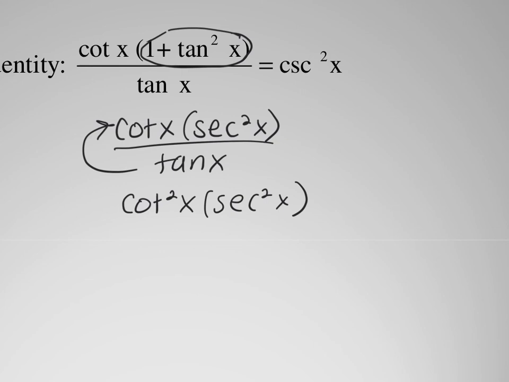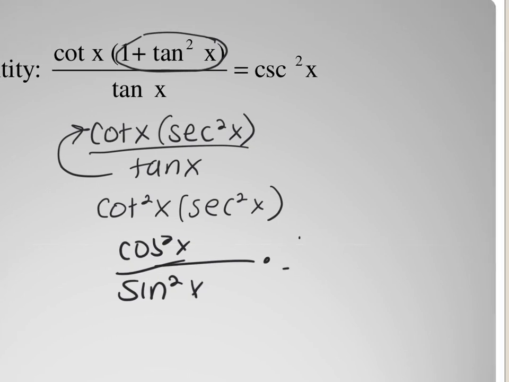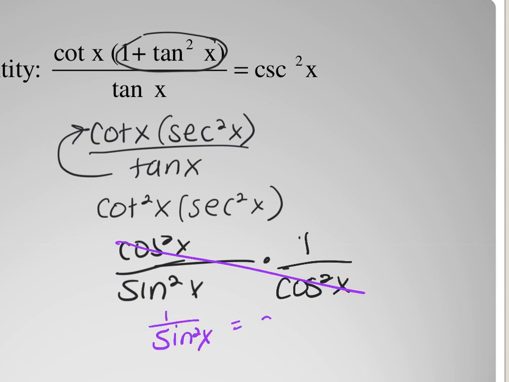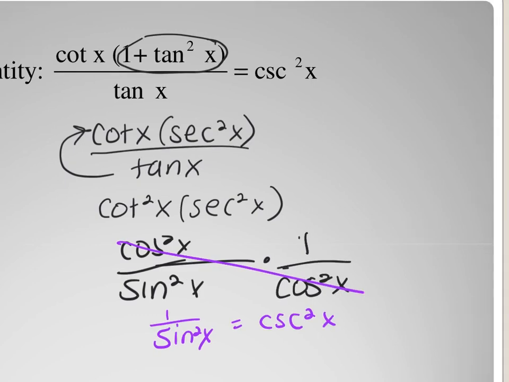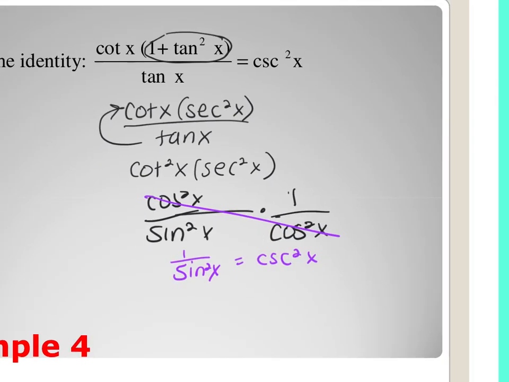The faster you finish, the faster you get to go. What's cotangent? Cosine over sine. And then what's secant? 1 over cosine. And that cancels into 1 over sine. 1 over sine is equal to cosecant. See how easy it is? It is like a puzzle. Remember, you can move it to the top or you can make it its reciprocal function.